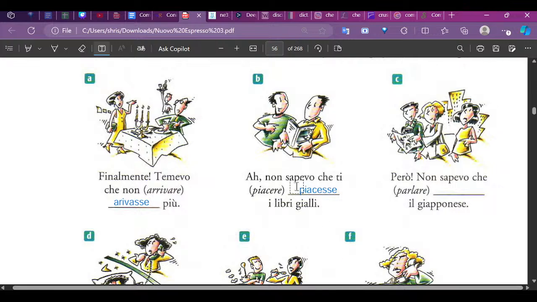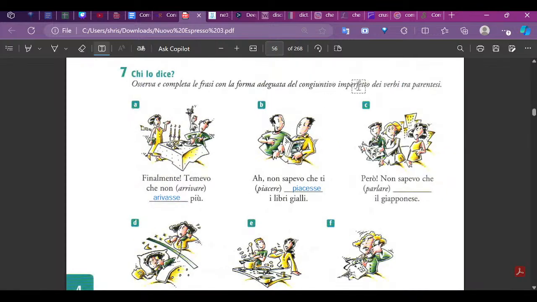So why exactly are we using it? Okay, it's just like imperfetto. You use imperfetto when you talk about habits, characteristics, or generally in the past without a fixed time. It's the same concept, except if you have che. Not 100% of the time, but che almost always means you're guessing something, supposing something, or afraid of something. Basically, there is a lack of certainty. You're not confident, you don't have exact knowledge, and so you use the imperfetto.